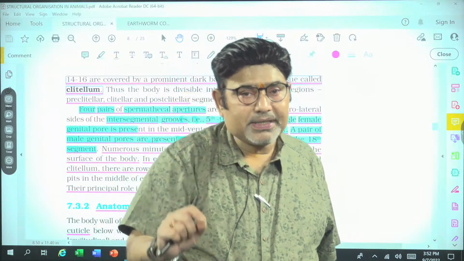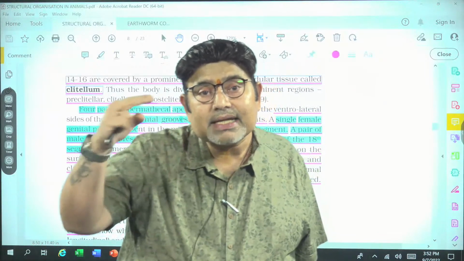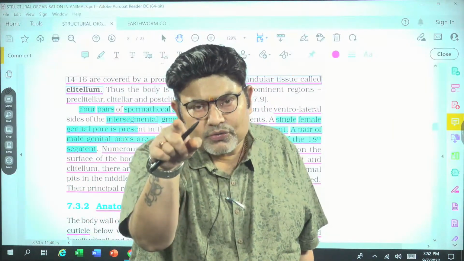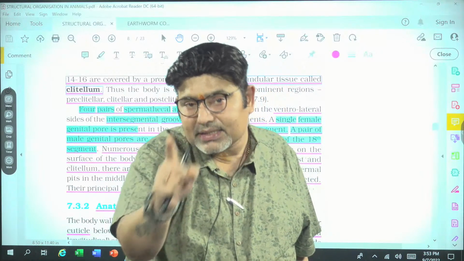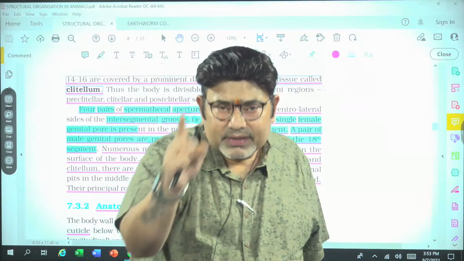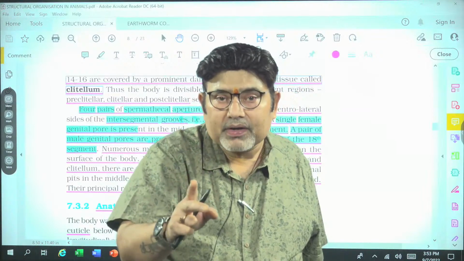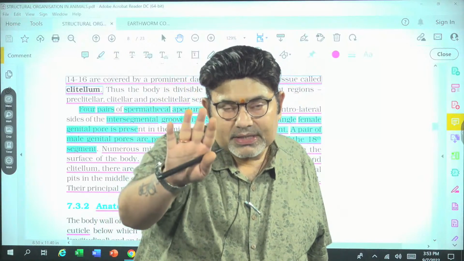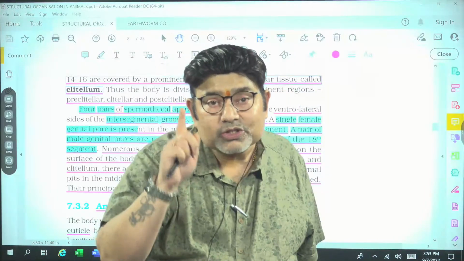And these 8 openings are present on the intersegmental groove. The depression is called a groove. The first pair is in the groove between the 5th and 6th segment, the second pair is between 6th and 7th, the third pair is between 7th and 8th, and the fourth pair is between 8th and 9th segment. So in total, 4 pairs. Very important, these are called spermathecal apertures.